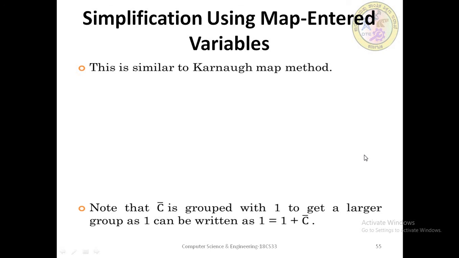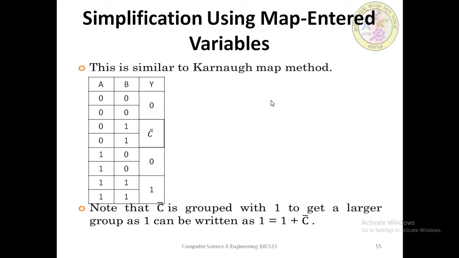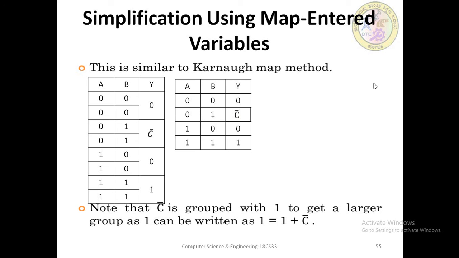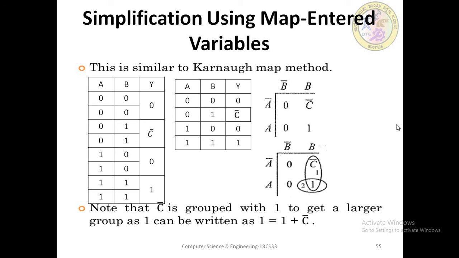And this is very similar to the K-map method, right? Already in the previous sessions you would have seen there will be a 1 and C, so we will try to combine that. Note that C bar is grouped with 1 to get the larger group, as 1 can be written like this. This is what we are trying to say, the same one we are trying to represent here. This is what we are expecting.